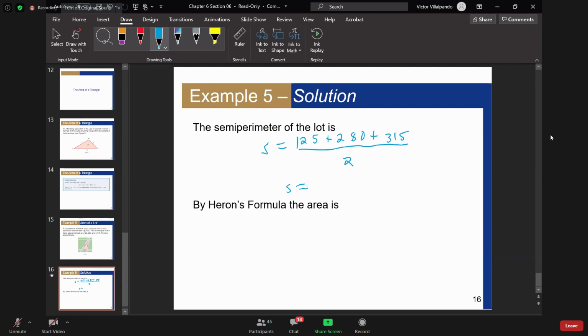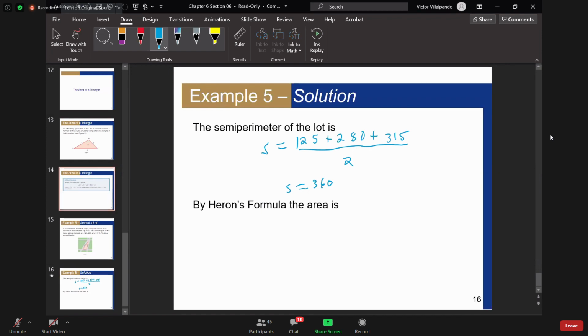Does anybody get 300, somewhere in the 300s? 360? Yes, 360. So we should get 360. All right. And then now by Heron's formula.